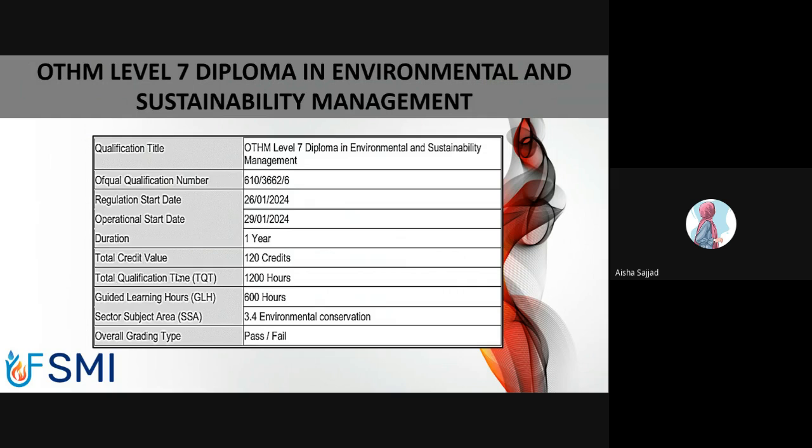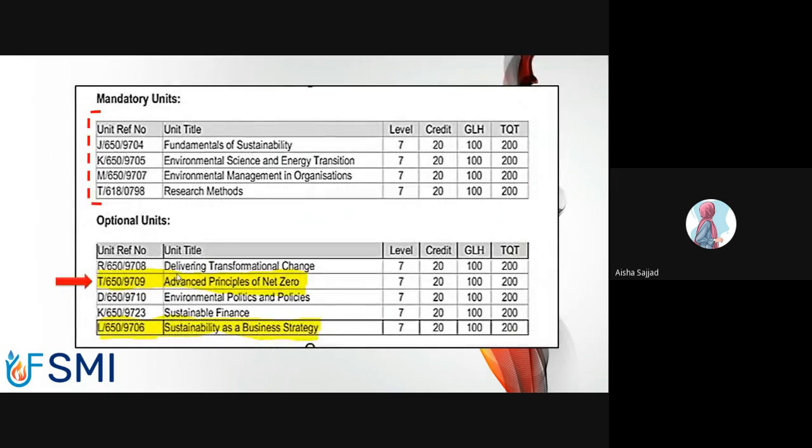basically a diploma that is stretching over an entire year and is expected to end by the end of the year 2024. You have a total of 120 credit hours, and the grading type is that the learner will be marked as pass or fail, and the basic study subject that we are working under is environmental conservation.